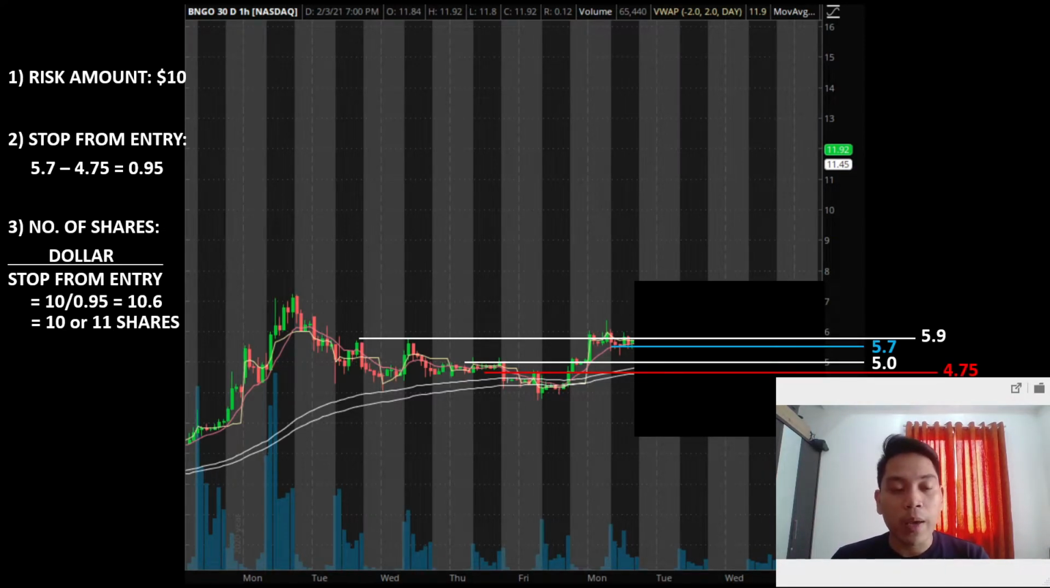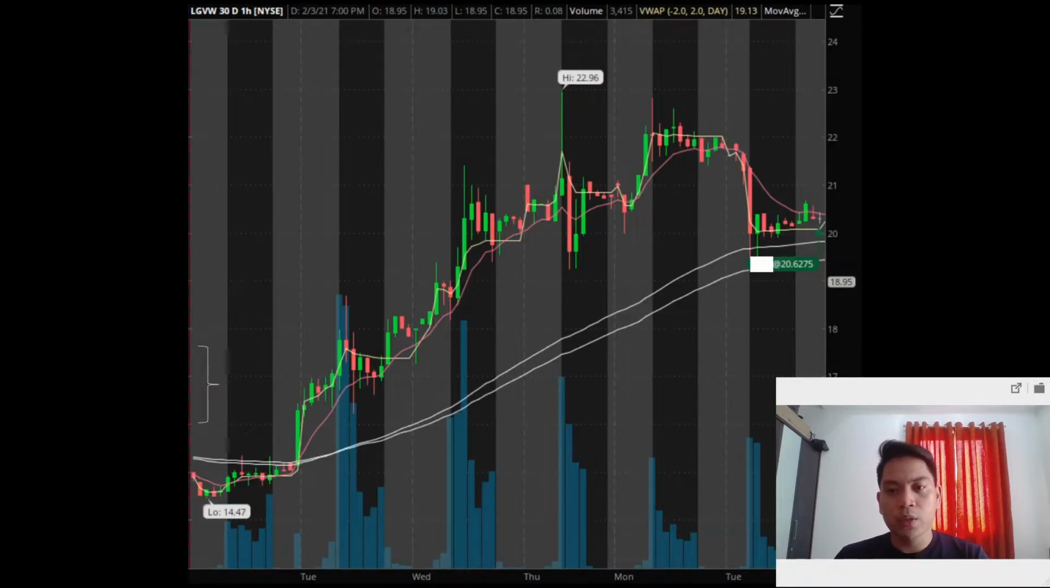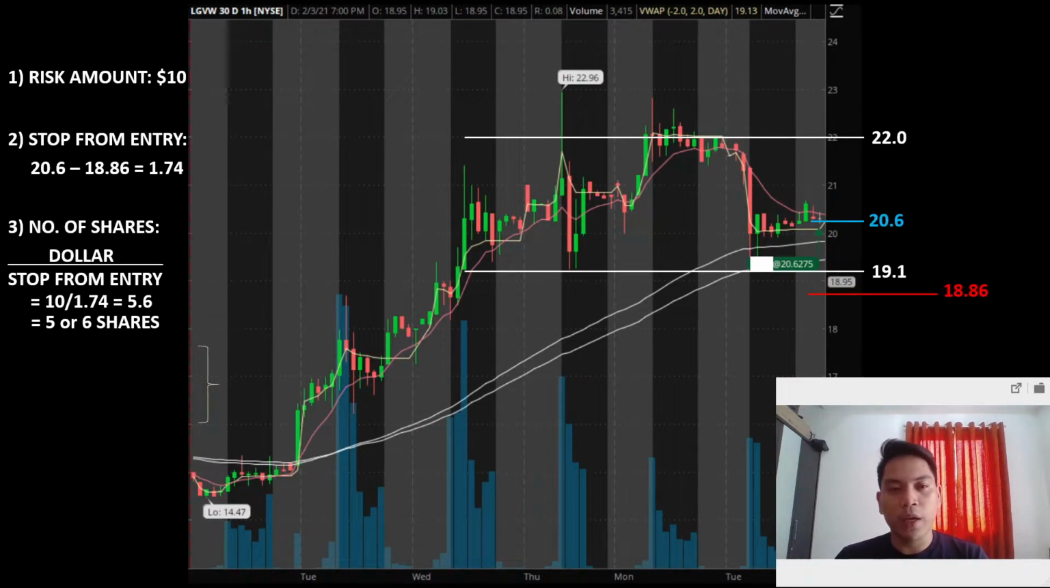Now this is how I minimize the losses and maximize my wins. I don't immediately go full size at the very first entry. I want the price action to confirm that my trade thesis is right. So I'm going to show you how I entered these stocks. First, we have LGVW. Say risk for this trade is $10. So I entered at 20.6. But what I like is going in with a third or a quarter of my full size. So say 1/3. I'm going to risk here $3 instead of 10.